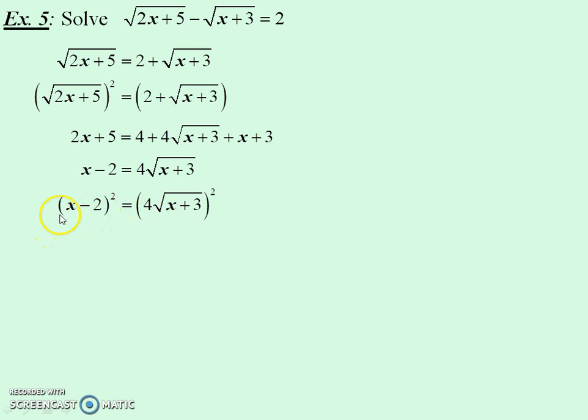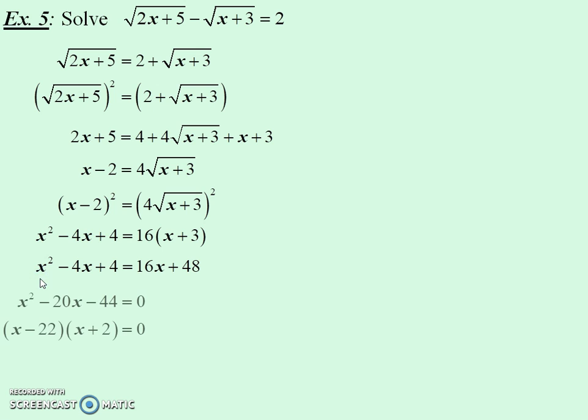This one is again a double distribution. It'll be x squared minus 2 times x times 2, 2 times the product of the two terms, plus this term squared. And here when I square, this radical and this squared cancel out, but I also have to square this coefficient. So I get 16 times x plus 3. I distributed that 16. And now that I have a quadratic where an x squared term does not cancel, I'll bring all the terms to one side. So I'll subtract 16x over here, I'll subtract 48 over here and have it equal to 0. And then this turns out to be factorable, which means my two x's are, x could be 22 or x could be negative 2. And I've got to verify them both.